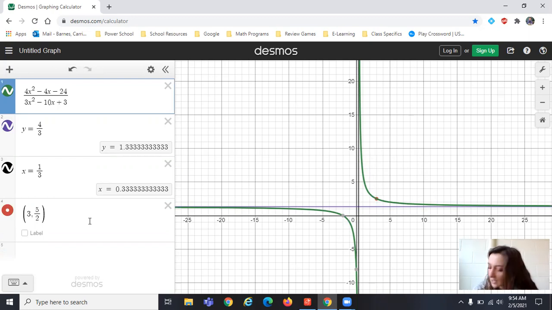And then we also want to check the x-intercept and the y-intercept. And you can just click. So here's where it's crossing the x-axis at -2. So that's the x value of -2. And then we also want to see where it's crossing the y-axis, which is down here at -8. So we got all of our values correct.